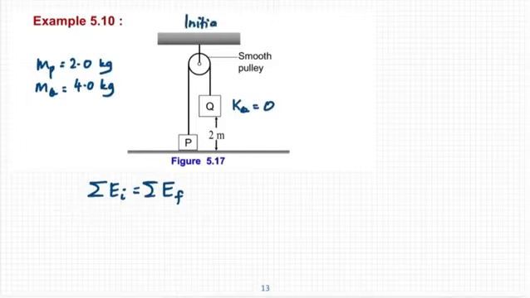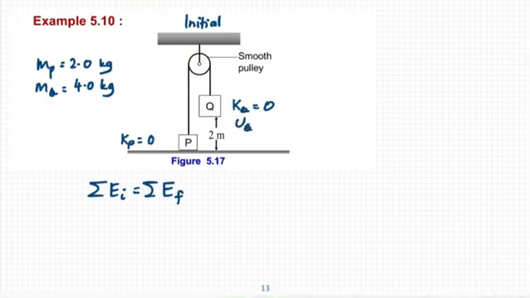So this is our initial situation, and we already established that Kq is equal to 0. And we also have to look at P. So does P have a kinetic energy? Well, we know that the system is at rest, and these two objects are connected by a pulley. So if Q is at rest, P is also at rest. Hence, kinetic energy of P will also be equal to 0.